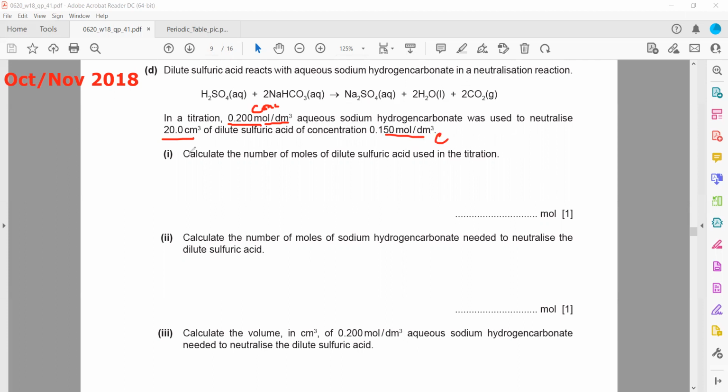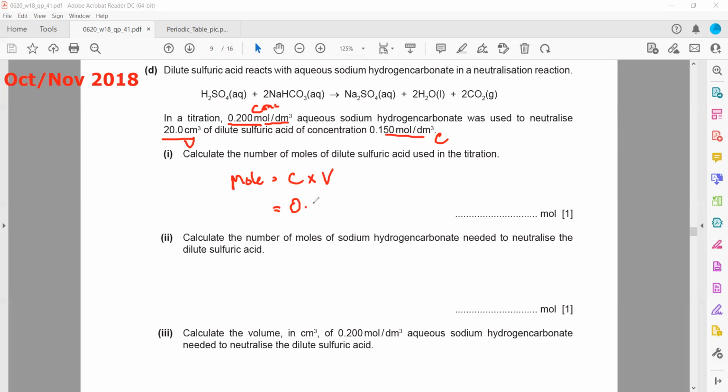So we have the concentration and volume. How can we work out the moles of sulfuric acid? Which formula should we use? Moles equal volume multiplied by concentration. So moles equal volume into concentration or concentration into volume. The order does not make a difference. You can write volume first and concentration after. But remember, volume should always be in decimeter cube when you're using it.